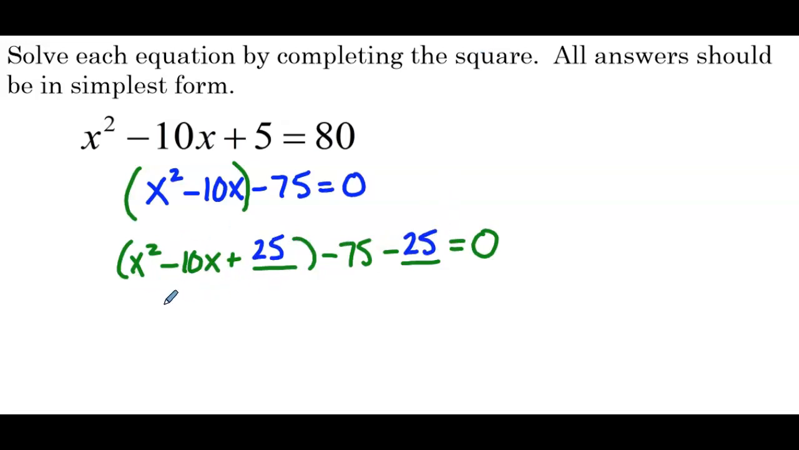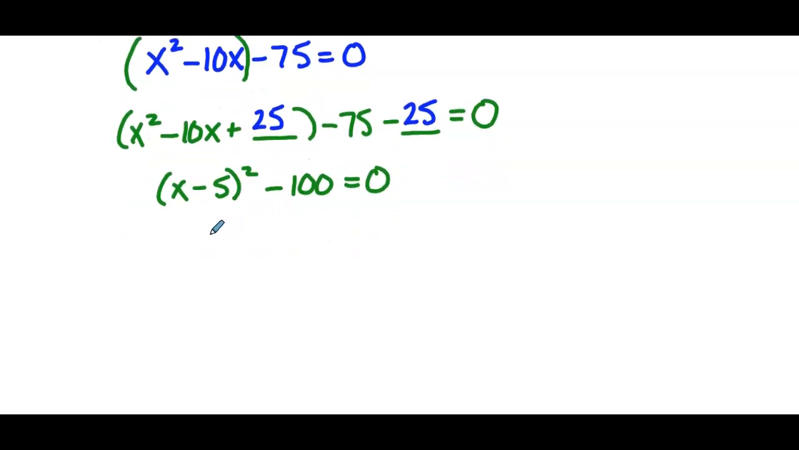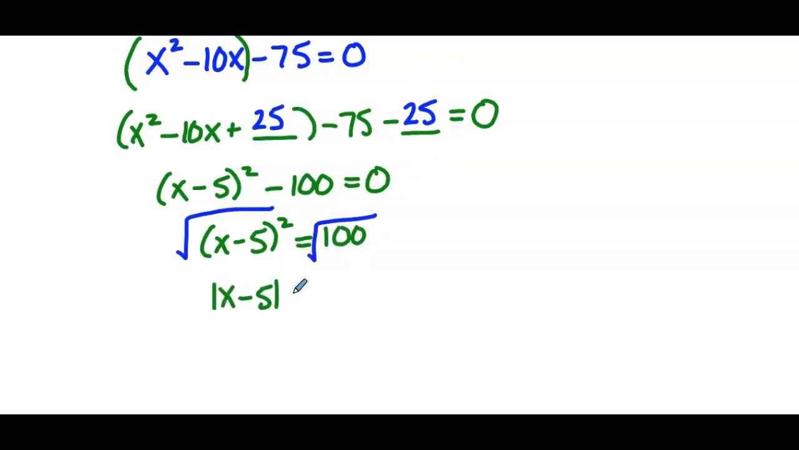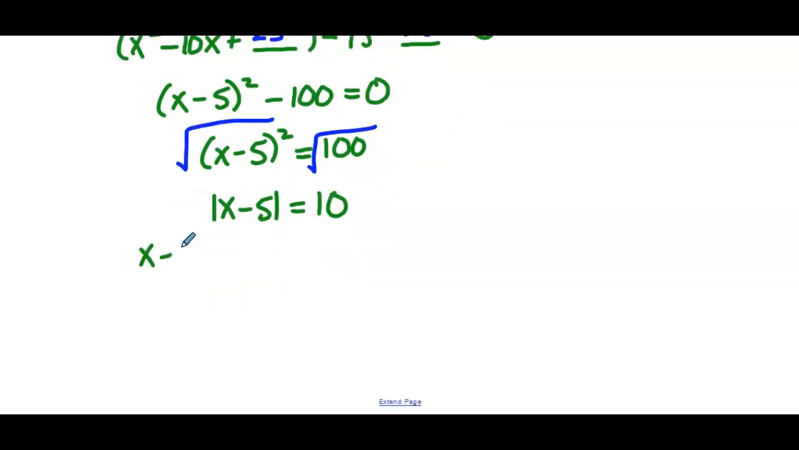So factoring x squared minus 10x plus 25, we have x minus 5 squared. And then minus 100 equals 0. So we can add 100 to both sides. So x minus 5 squared equals 100. Take the square root of both sides. We have the absolute value of x minus 5 equals 10. And then we get x minus 5 equals 10, or the negation of x minus 5 equals 10.